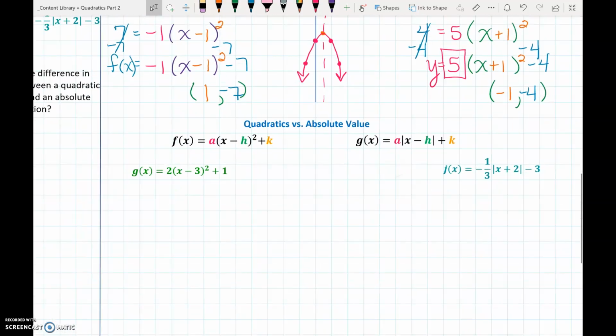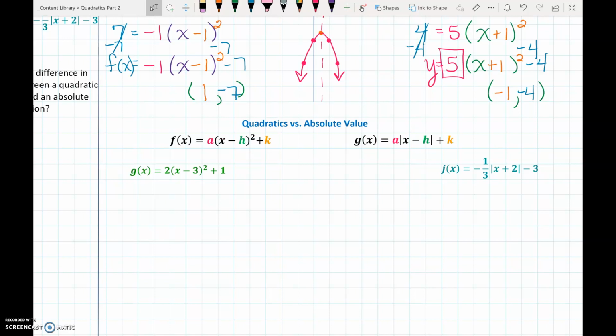All right, now the one thing I told you guys that I want to go over, quadratics versus absolute value. Now notice, vertex form for a quadratic and vertex form for an absolute value. Exact same thing, except our quadratic is squared because it's a quadratic, and absolute value is in absolute values. So it works exactly the same way to find the vertex. The pattern, however, is going to be slightly different.